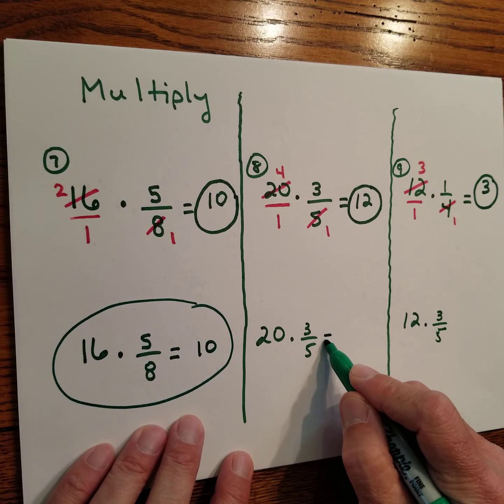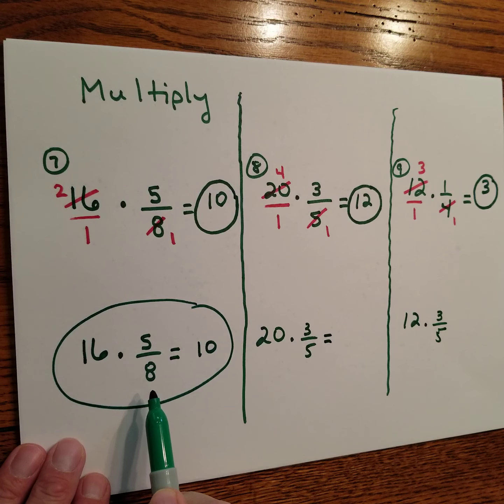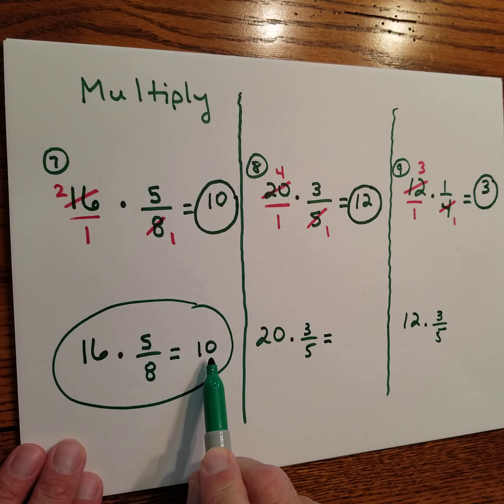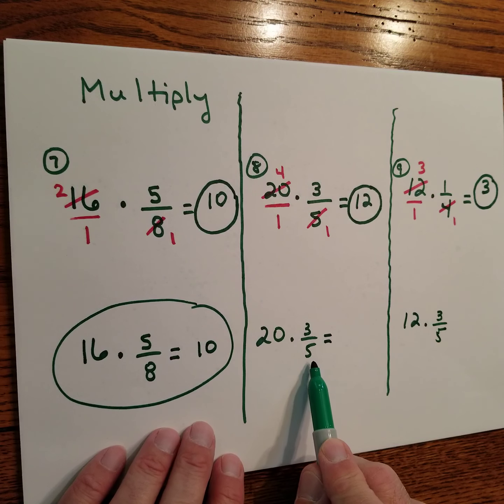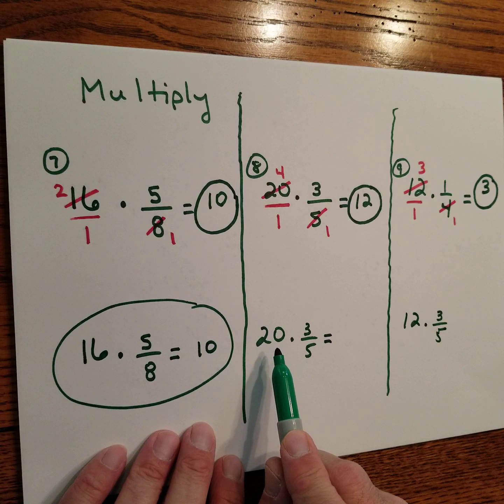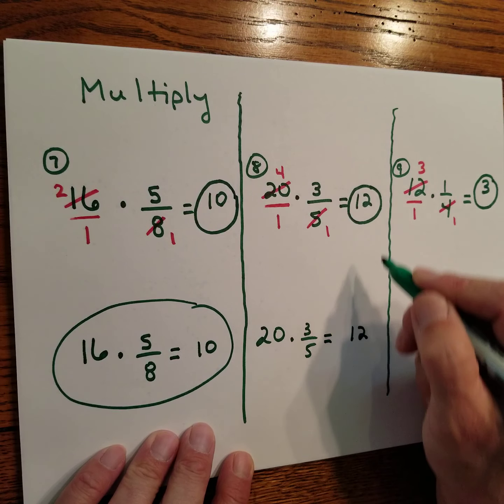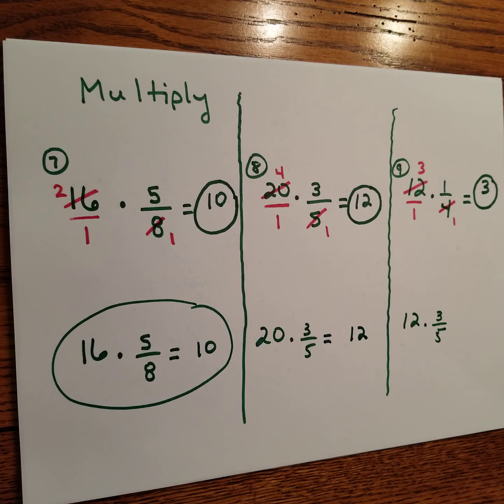Let's try it again. What did we do? How many times does 8 go into 16? Twice. 2 times 5, that's 10. How many times does 5 go into 20? 4 times. 4 times 3, that's 12. Same answer as we got here. Nice.